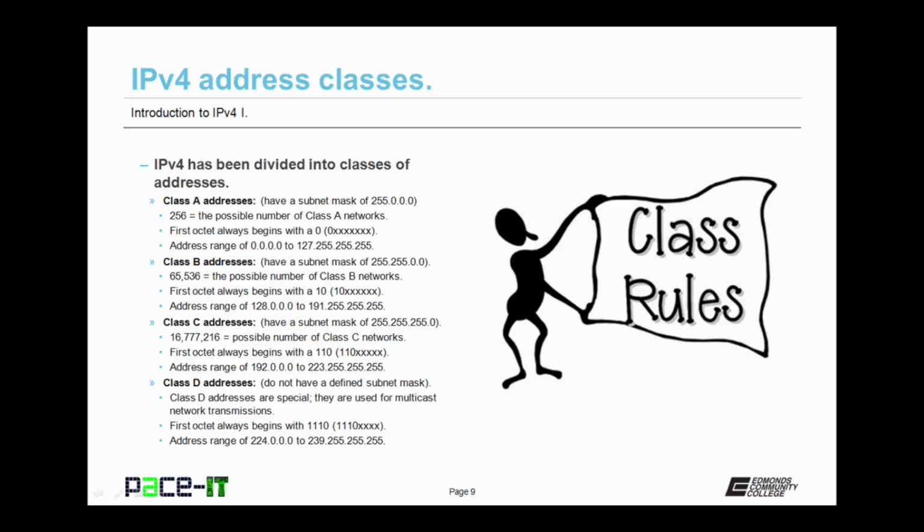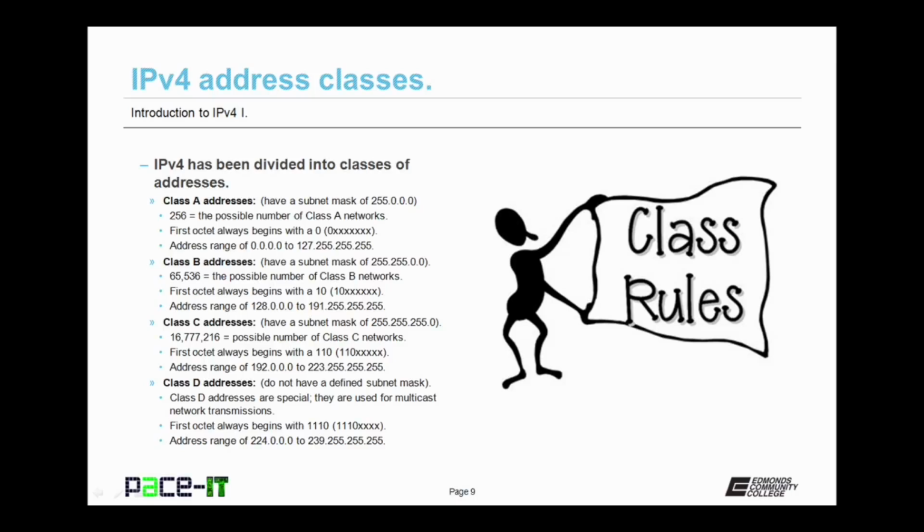Then there are Class B addresses. These always have a subnet mask of 255.255.0.0. This gives us 65,536 possible Class B networks. The first octet on the left of a Class B address always begins with a 10. So the first two bits are always 10. This gives us a possible address range of 128.0.0.0 up to 191.255.255.255.